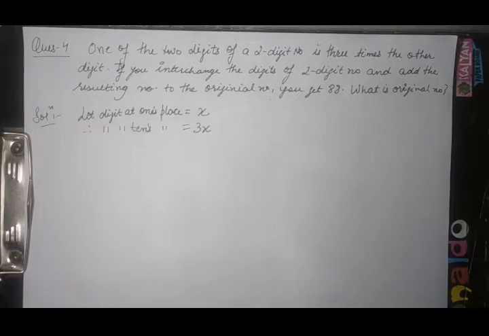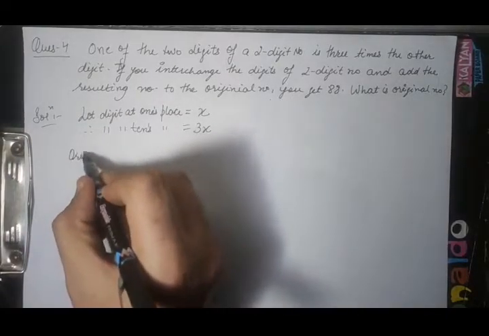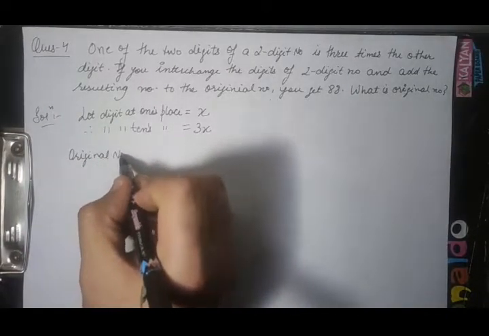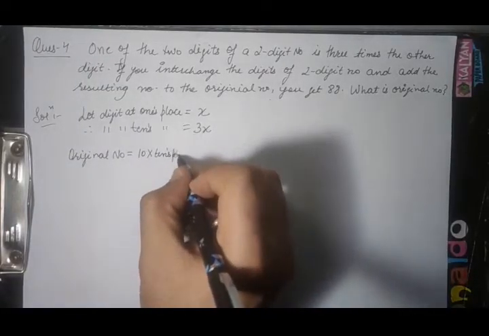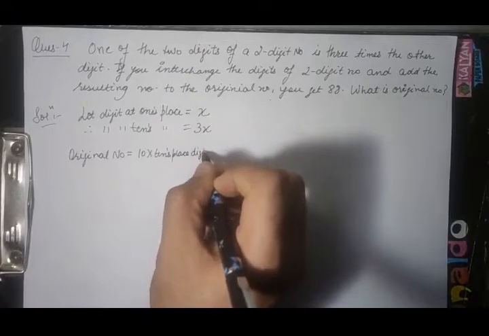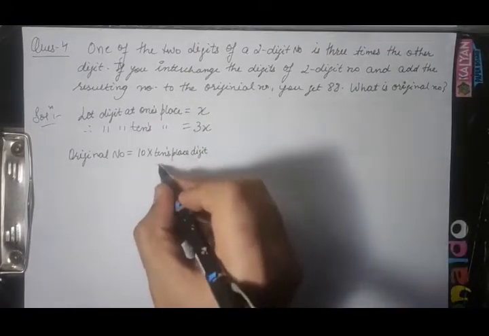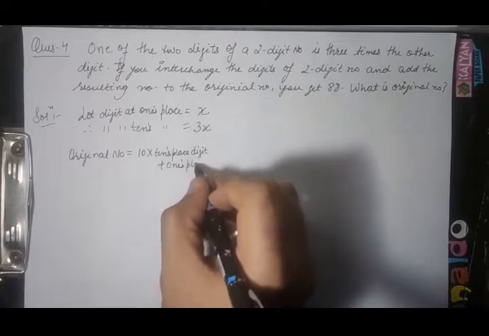Now it is given that we have to interchange, so let us form the original number first. So original number will be 10 into tens place digit plus ones place digit.